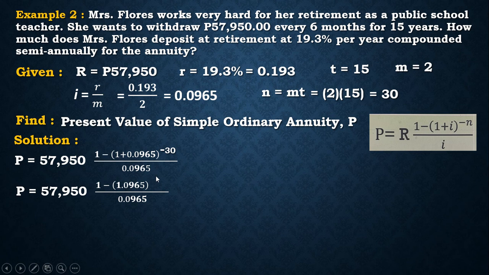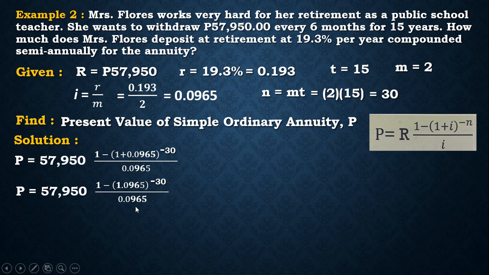Ngayon po, ang una po nating step, ay inadd po natin ito. Inadd po natin yung 1 plus 0.0965. Again, meron pa rin pong exponent na negative 30. Ulitin ko po, ang unang step, i-add nyo po muna ito. Dito po ay walang gagalawin at dito po walang gagalawin, pati na rin po sa exponent. So, 57,950 multiplied by 1 minus the quantity of 1.0965 raised to negative 30 over 0.0965. Inadd po natin ito, kaya ito nangyari.